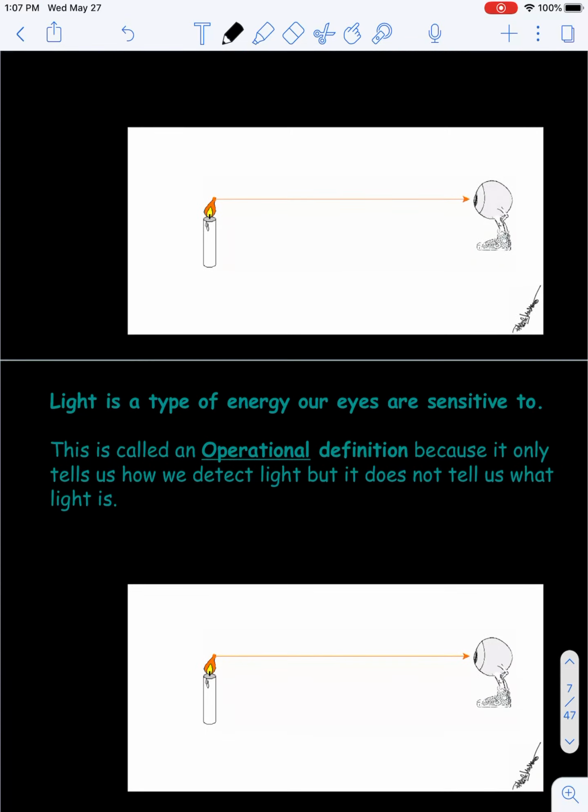So light is a type of energy that our eyes are sensitive to. Remember, there's all kinds of energy all around us. We looked at the electromagnetic radiation spectrum, and there's the gamma rays, the microwaves, the radio waves. There's waves all around us. This is the type of energy that our eyes, which is actually our brain, is sensitive to. So it's the visible spectrum of light. This is called an operational definition because it only tells us how we detect light, but it does not tell us what light is.